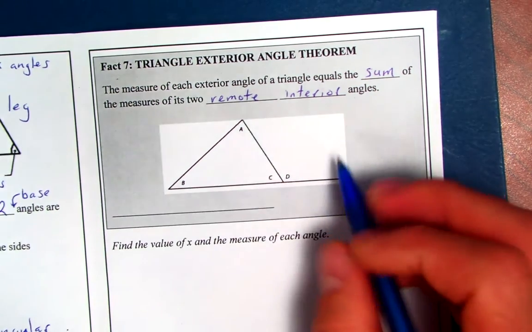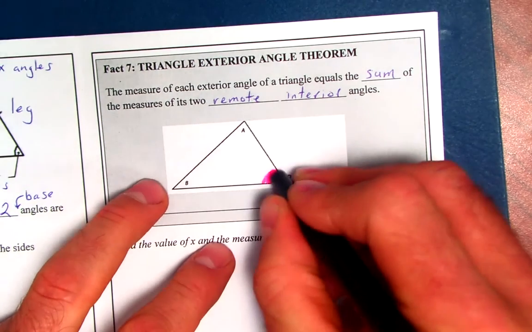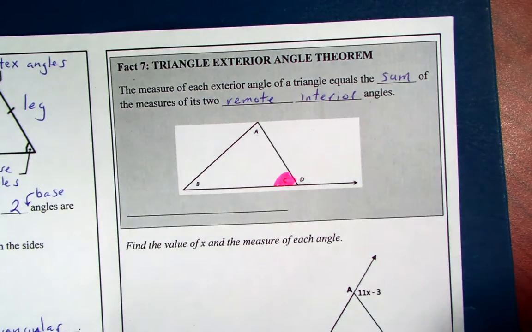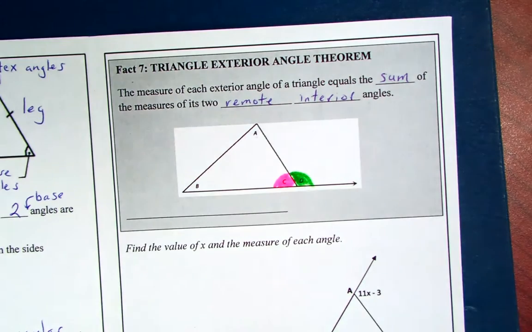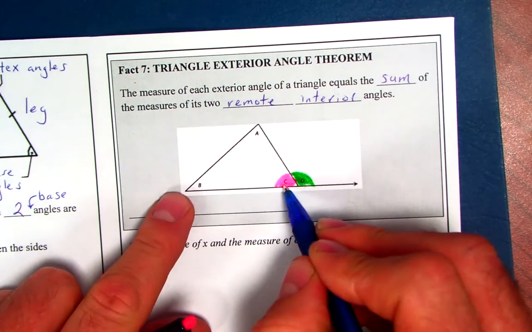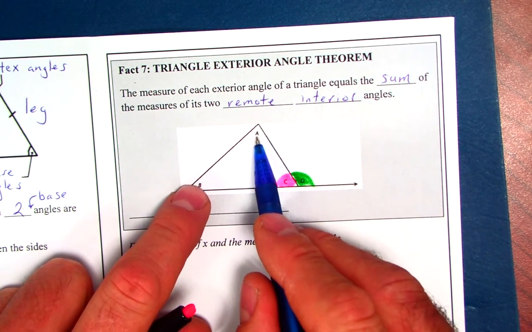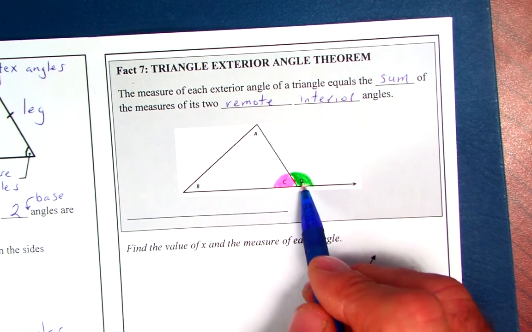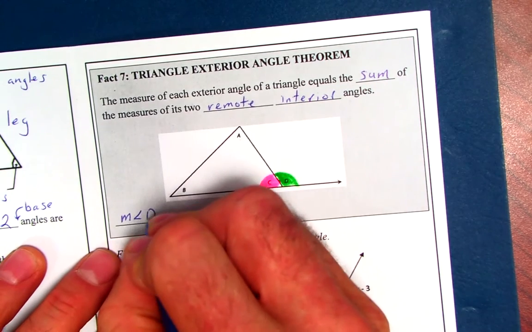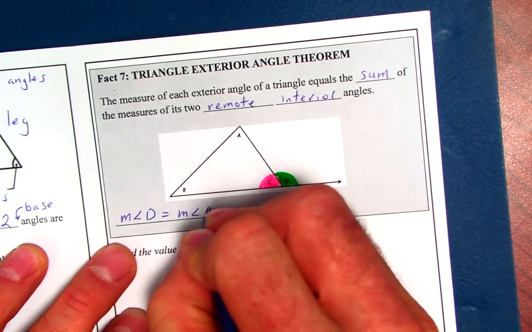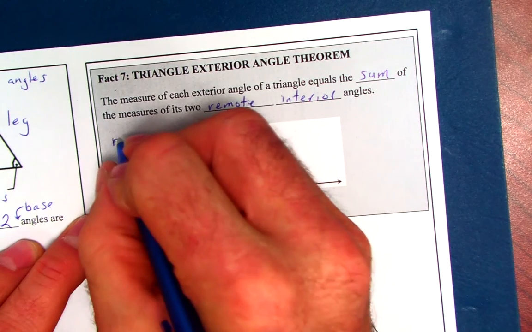And what this theorem says is that we know that C and D form 180 degrees. Okay, so C and D form 180. Well, we also know that A, B, and C form 180. Well, then it must be true that A and B together combined have the same measure as angle D. All right, so we can write this out, that the measure of angle D is equal to the measure of angle A plus the measure of angle B. Okay, and so let's just write this here.